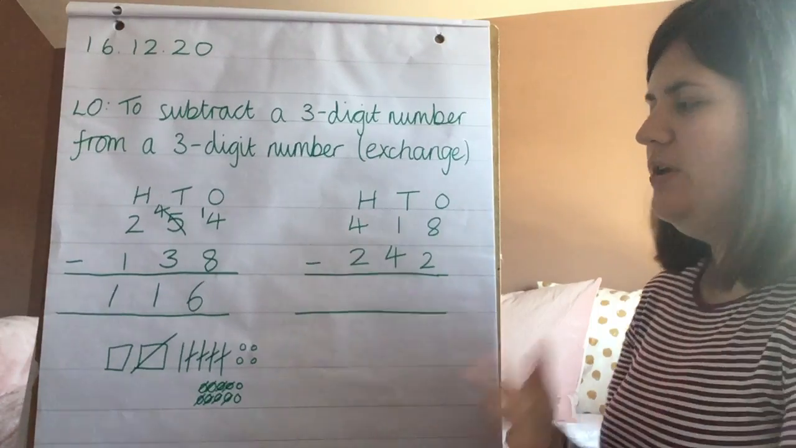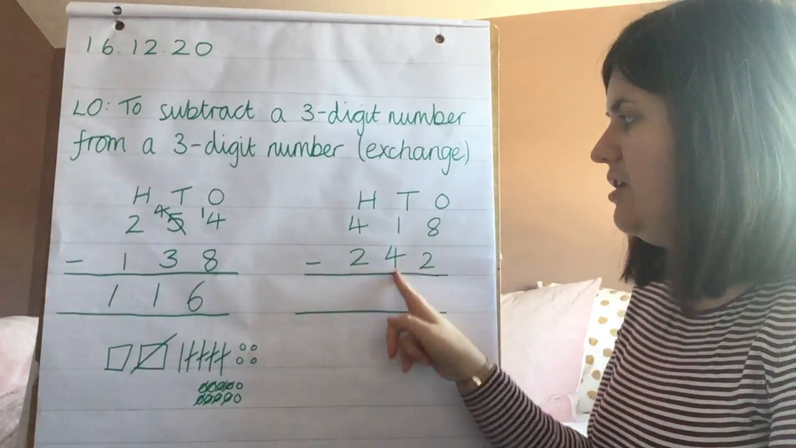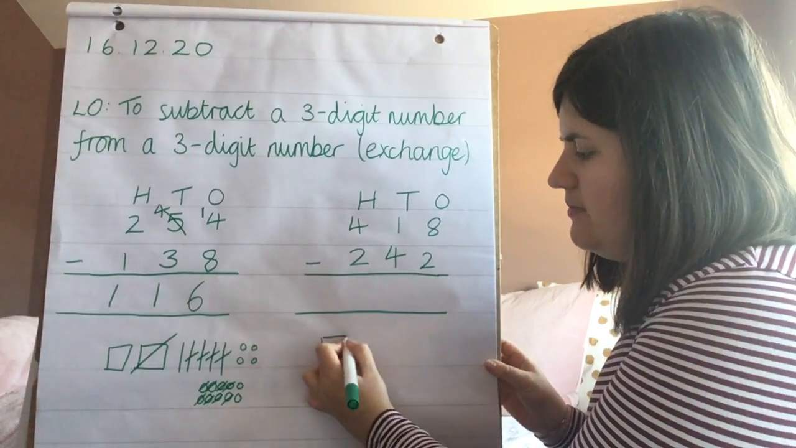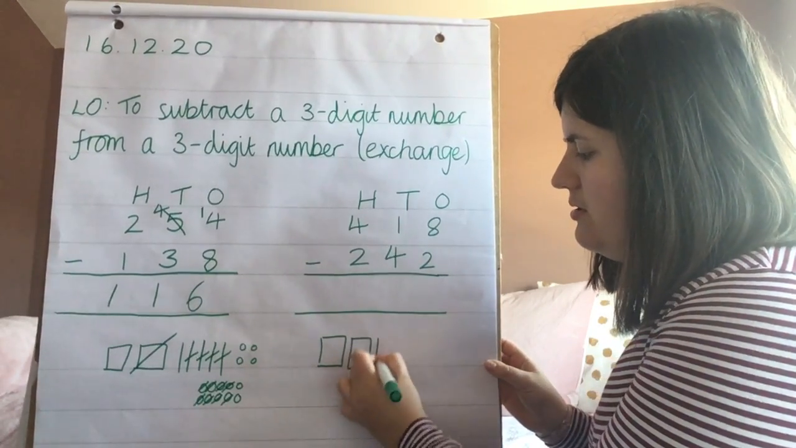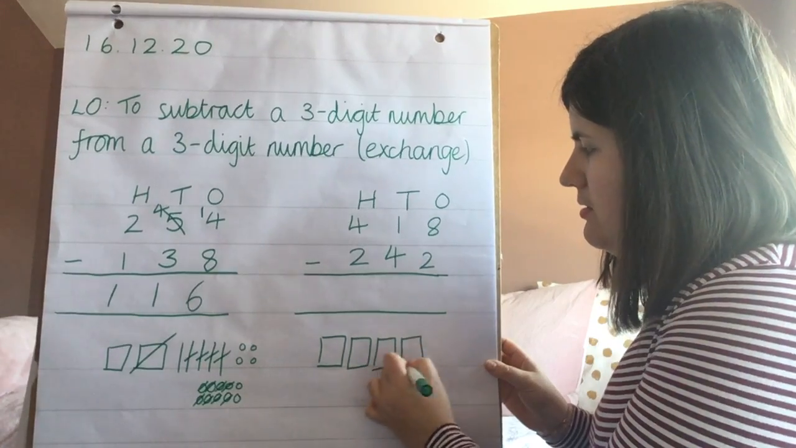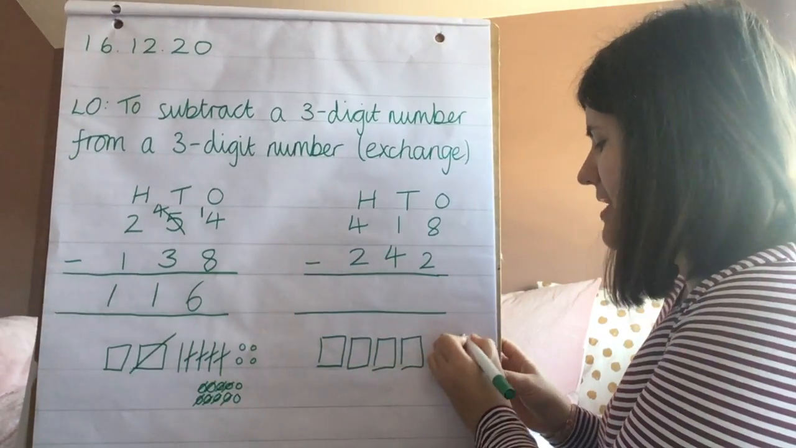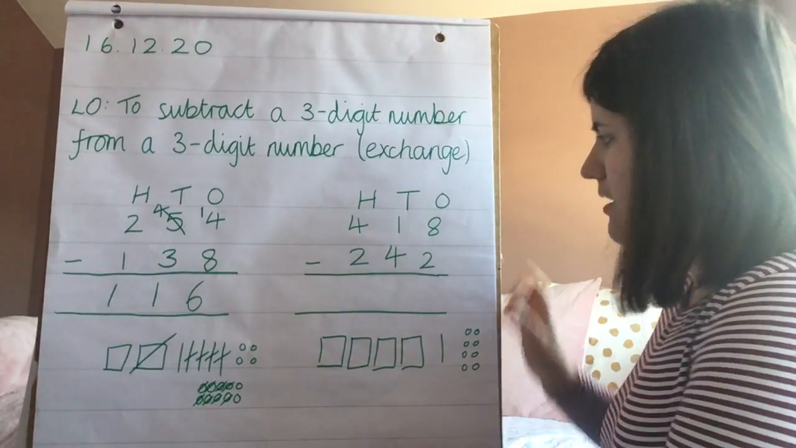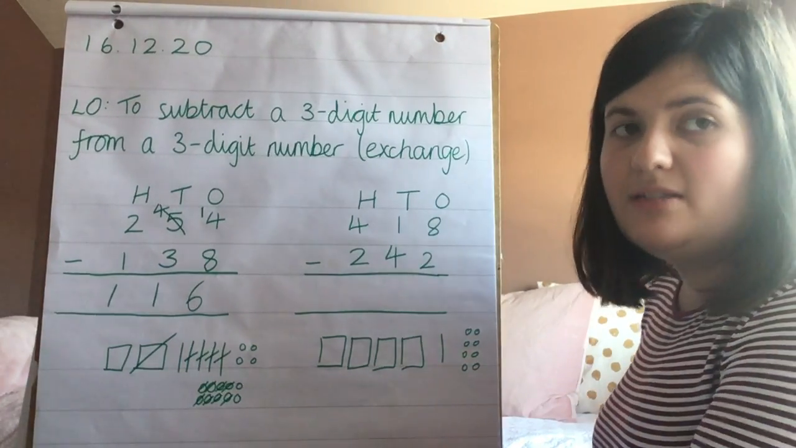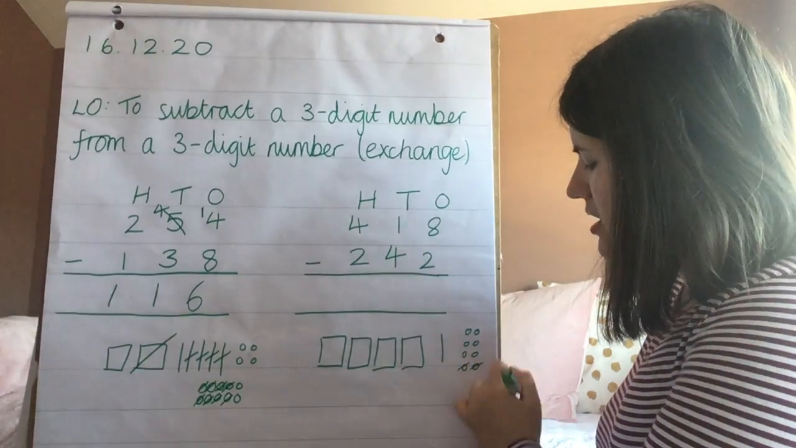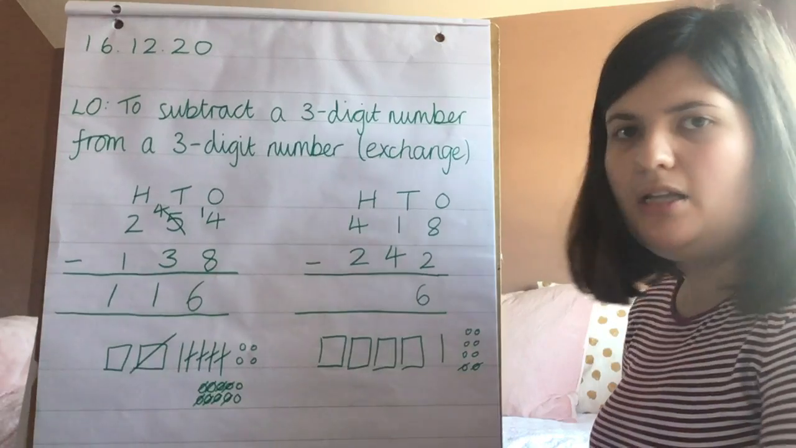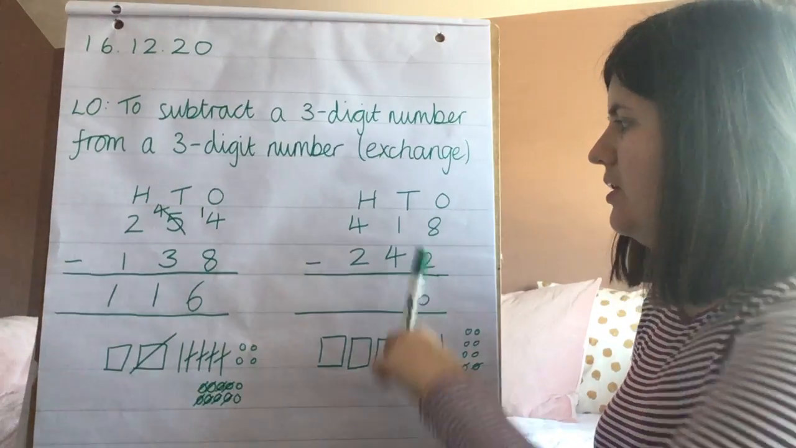Moving on to this second one, we've already said that the exchange is going to be in the tens column. I'm still going to draw my number. So I've still got 400 and 18. So 1 10 and 8 ones. 8 ones take away 2 ones. I can do that. 1, 2. Leaves me with 6 ones left. That's fine, no exchange there.